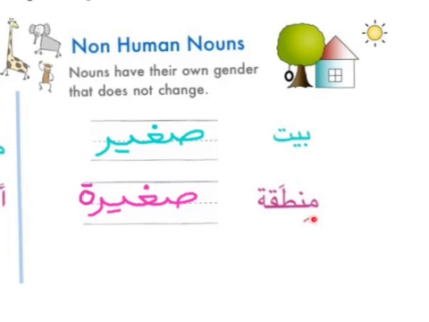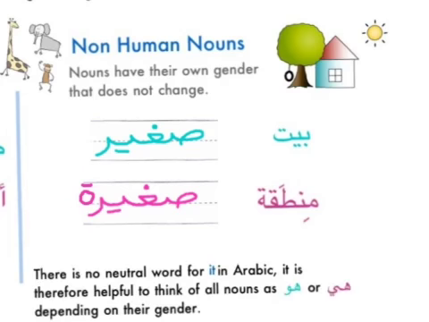Same thing for منطقة, area. منطقة is a feminine noun. There is no counterpart in masculine. So منطقة صغيرة, a small area. Notice تا مربوطة because the noun is feminine, so the adjective has to be feminine. It is important to know that there is no neutral word for it in Arabic. It is therefore helpful to think of all nouns as هو, he, or هي, she, depending on their gender.